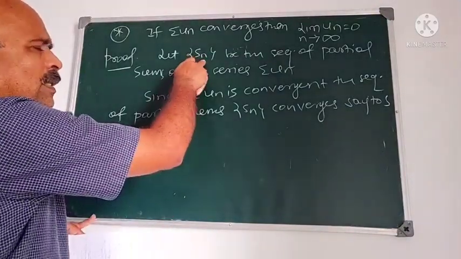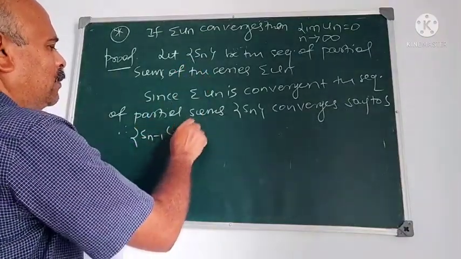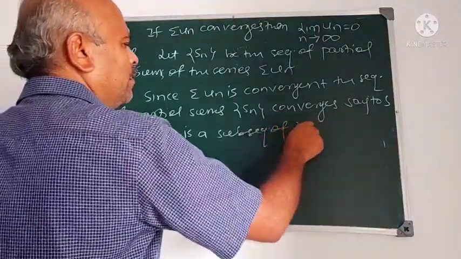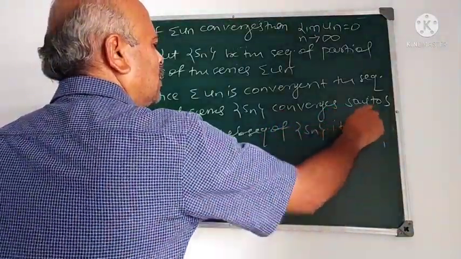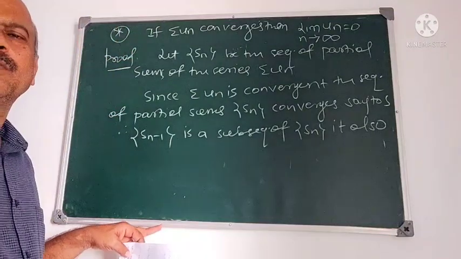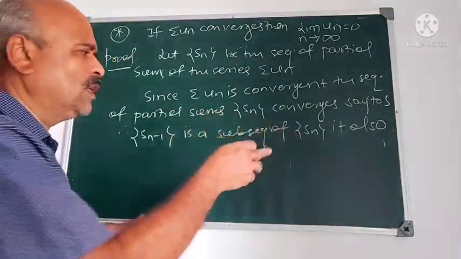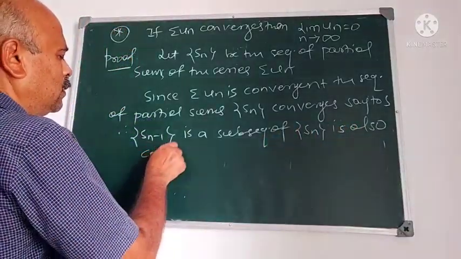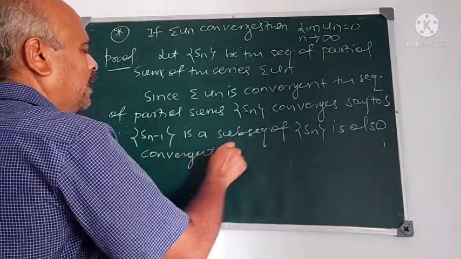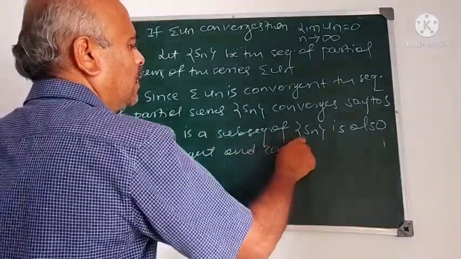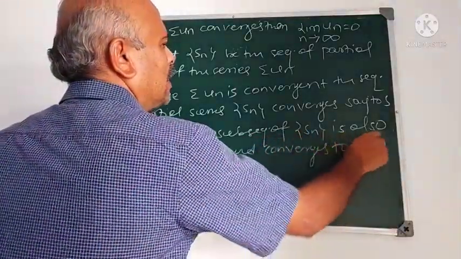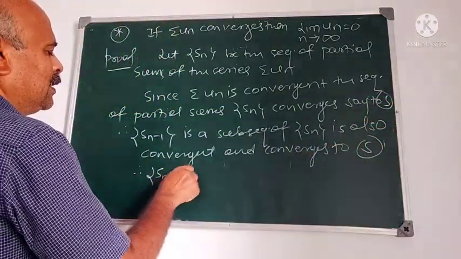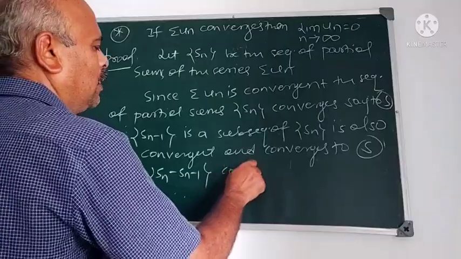What is Sn minus 1? Sn minus 1 is a subsequence of Sn. It also converges, because every subsequence of a convergent sequence is convergent. Sn is convergent and Sn minus 1 converges to the same S.